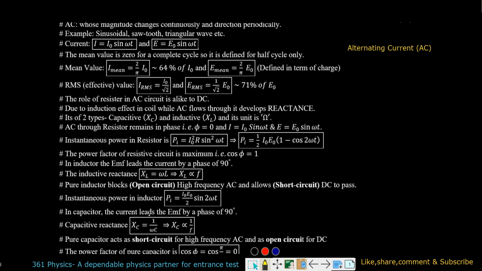In capacitance, the current leads the EMF by 90 phase. Okay, let me just draw a diagram. This is the EMF in inductor, and this is the current in inductor, which is 90 degree behind. But in case of capacitor, if we always keep the current in the resistor's direction, then the current is 90 degrees ahead.